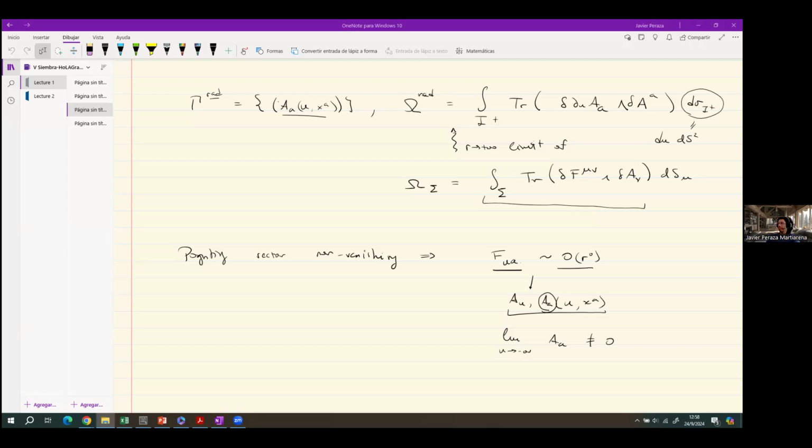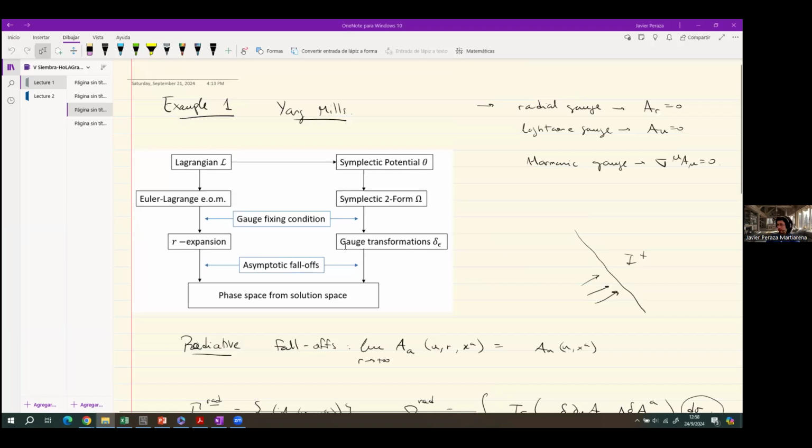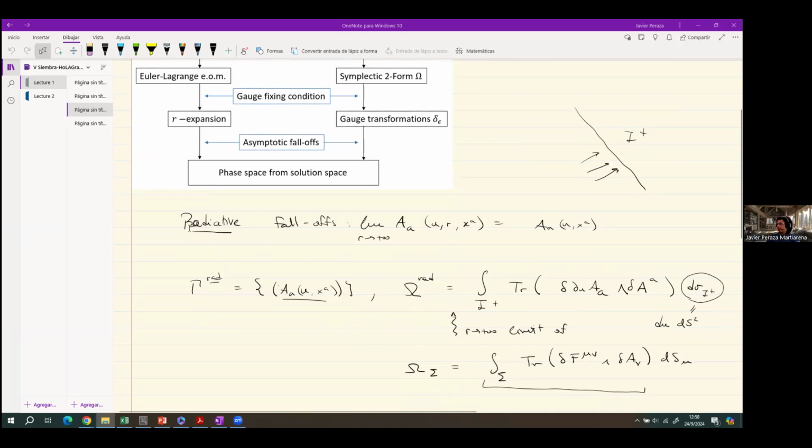Welcome everybody again. I want to start by asking if you have any questions regarding yesterday. Okay, so if there are no questions, yesterday at the end we arrived at the example for Yang-Mills, where we quickly arrived at the radiative fall-offs, how they form the radiative phase space, and also the construction of the symplectic form for the radiative fields.